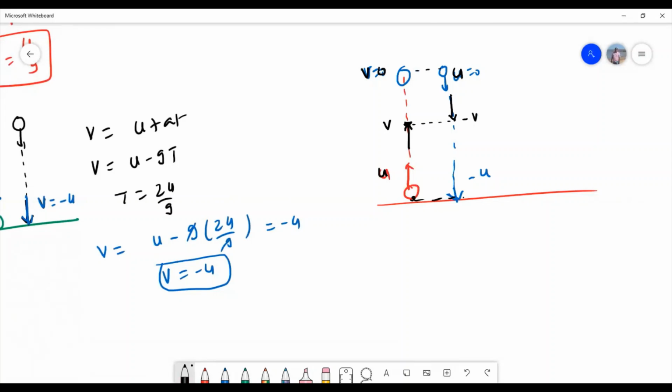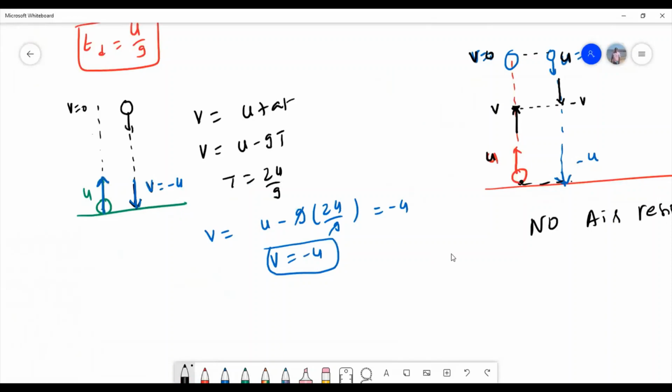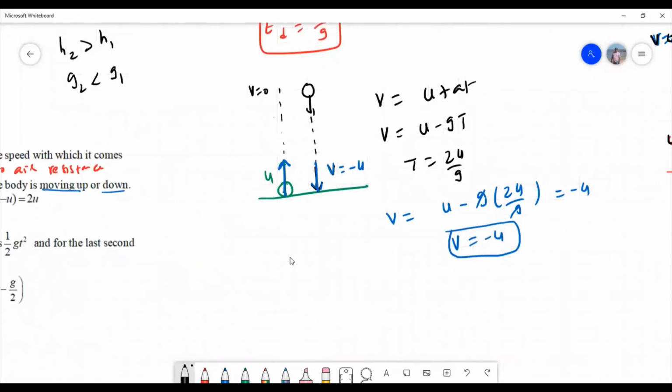We can use it for solving problems. So for a vertically projected body, velocity is the same in magnitude at any level while going up and while coming down. Again, this is when no air resistance is considered. All these vertical projection or free fall equations are applicable only when air resistance is not considered.